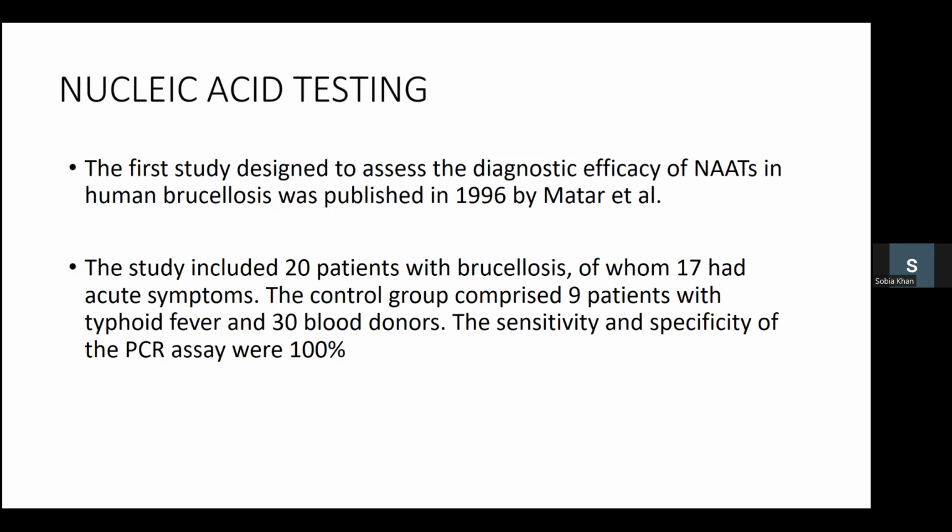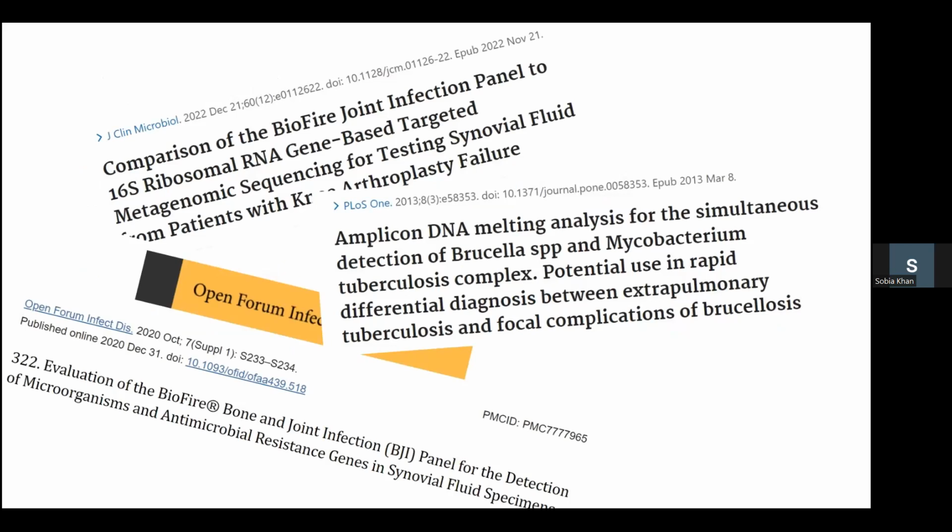Which brings us to nucleic acid testing, because blood culture sensitivity was very variable. Serological testing had a high risk of cross-reactivity, and false positive results could be there. So which brings us to nucleic acid testing. However, nucleic acid testing has not gained as much popularity, because there have been multiple multiplex PCR panels for joint infections and tropical fevers. However, Brucella is not a part of any of those. So this is a serious gap, which could be catered to in future. The BioFire joint panel had 26 targets, but it did not have Brucella. So these are the areas of future development which can be explored.